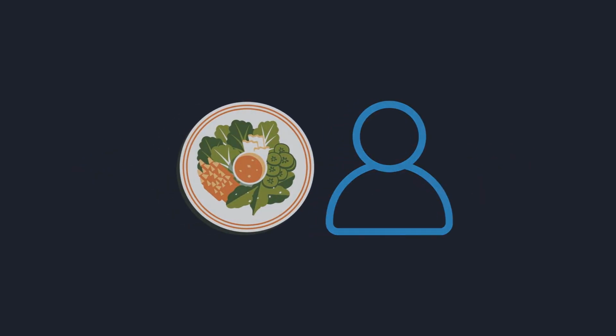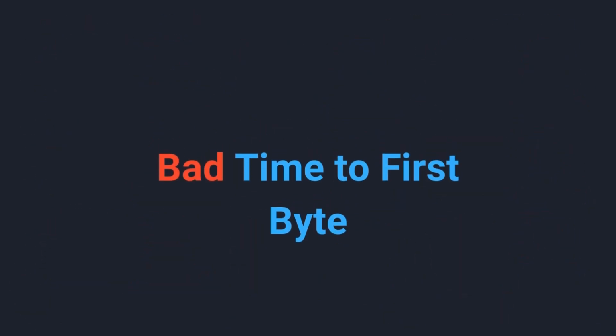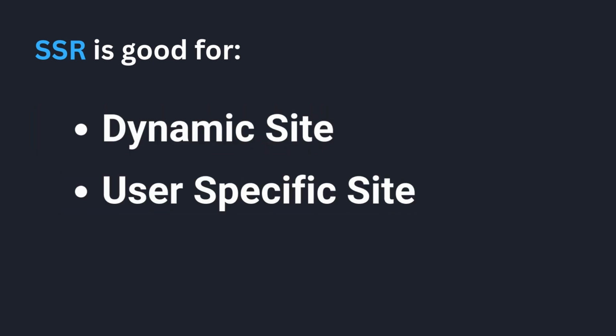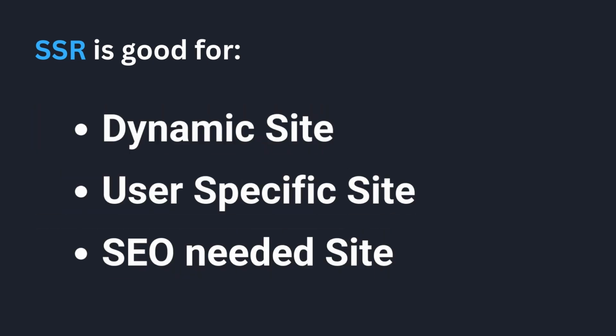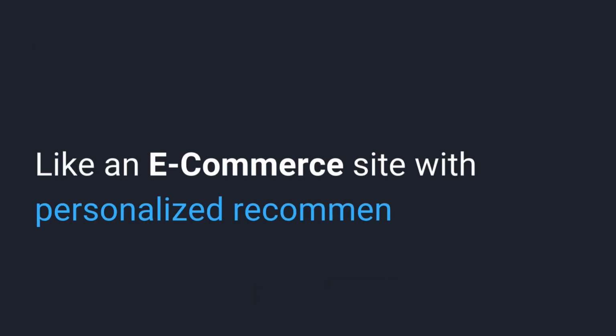But SSR has trade-offs. That server has to cook a new meal for every single visitor. This means your time to first byte can be slower. As the server is busy cooking, it also requires more powerful, expensive servers that can get overwhelmed by traffic spikes, just like a kitchen during a dinner rush. SSR is the perfect fit for sites with dynamic, user-specific content that also demands strong SEO, like an e-commerce site with personalized recommendations or a news site with breaking headlines.